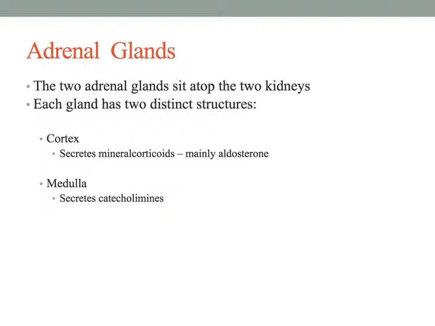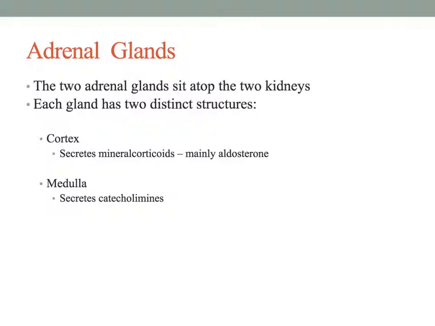The adrenal cortex is a large outer layer. It has 3 zones or layers. The adrenal cortex secretes mineralocorticoids, the specific one called aldosterone. Aldosterone plays a part in the management of blood pressure.